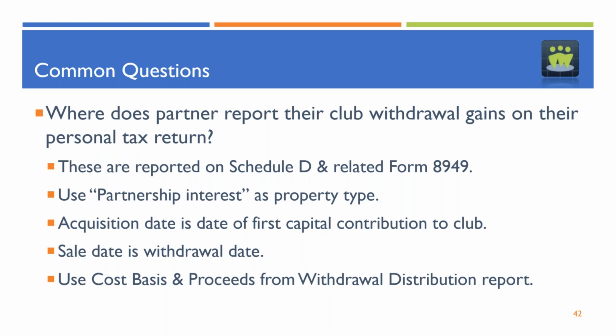So it's generally going to be, if you took all cash, a long term if you've been in the club more than a year. The sale date is going to be your withdrawal date. And then you can use the cost basis, and the proceeds are going to be reported on the withdrawal distribution report. So use those amounts on the 8949 and then transfer it over to the Schedule T.